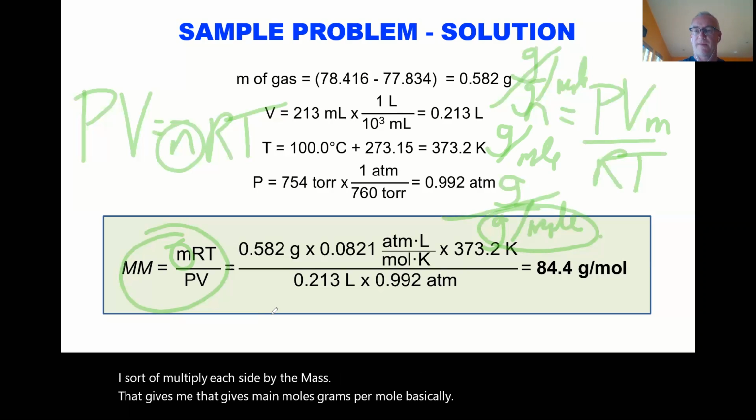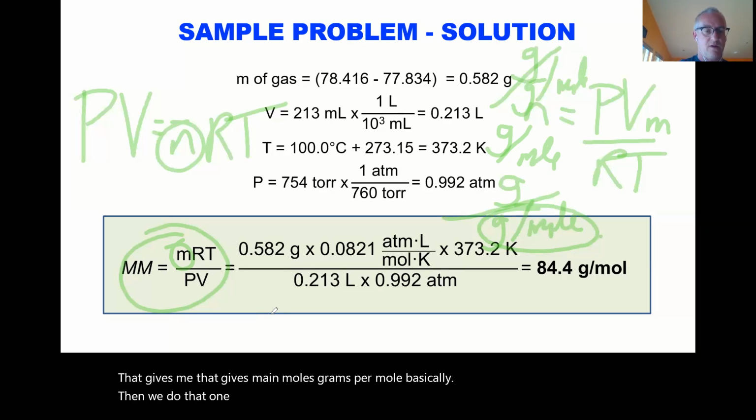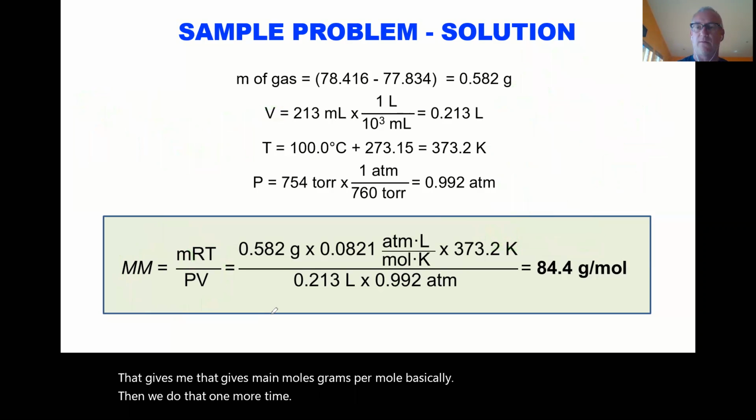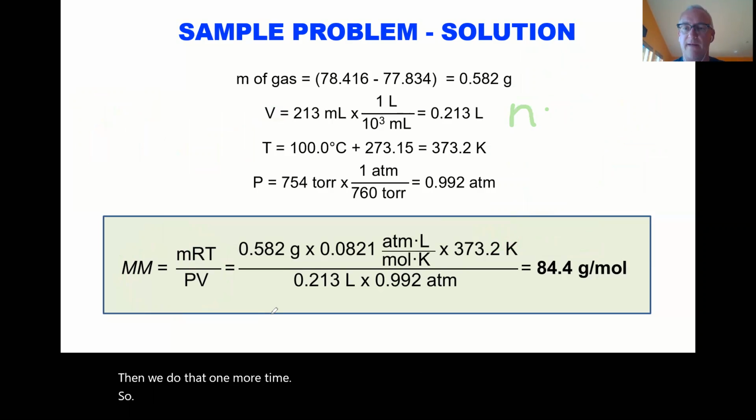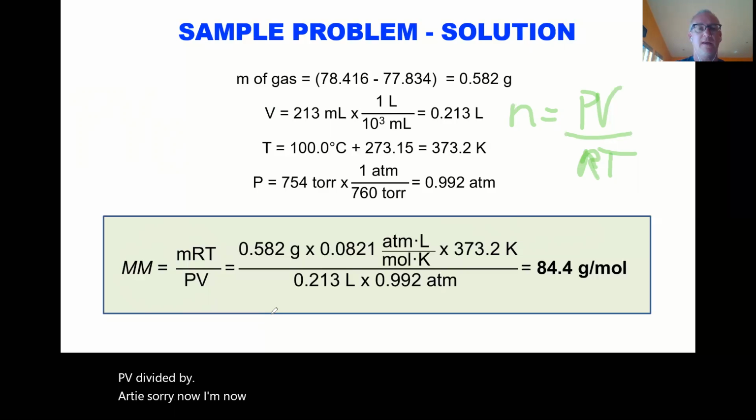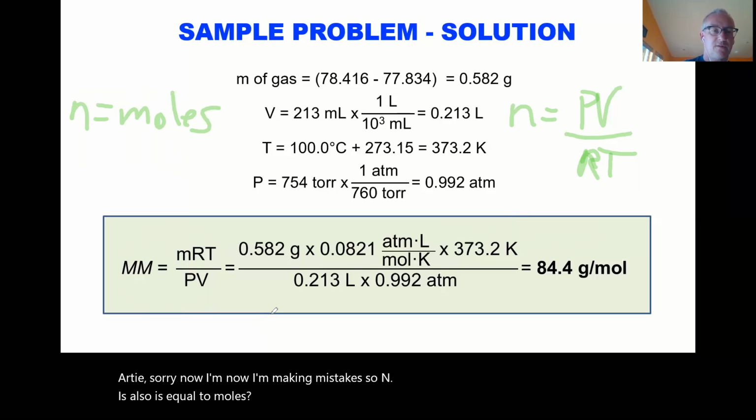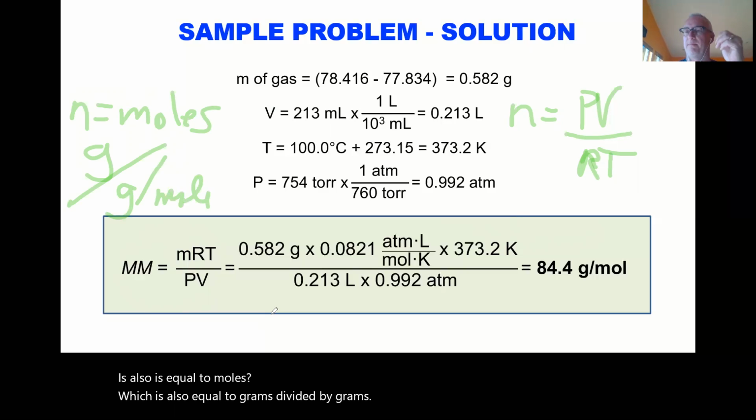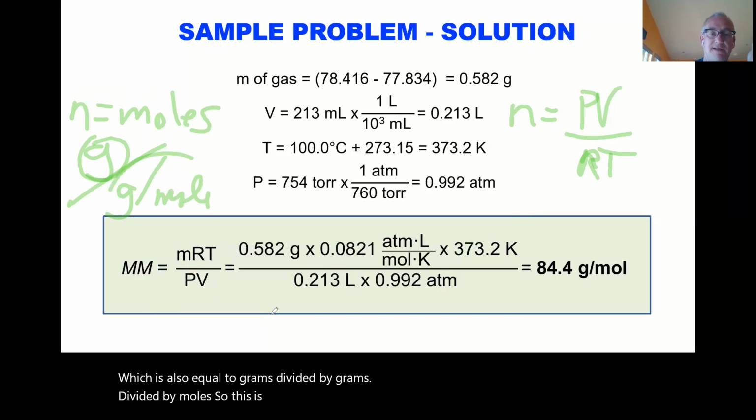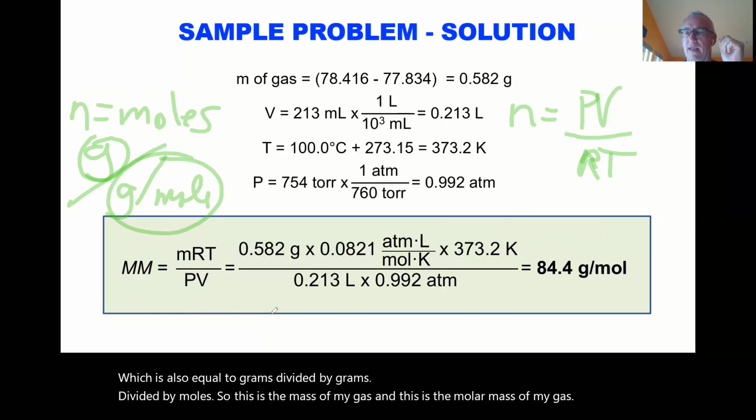Here, sort of. Let me do that one more time. Okay, so I have N is equal to PV divided by RT. Sorry, now I'm making mistakes. So N is equal to moles, which is also equal to grams divided by grams per mole. So this is the mass of my gas, and this is the molar mass of my gas. So these two things cancel.